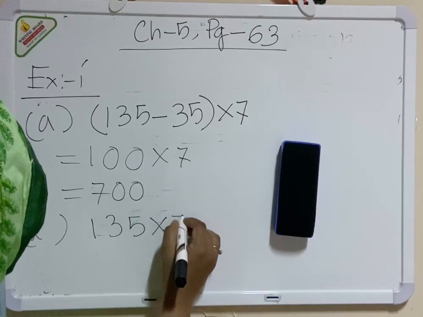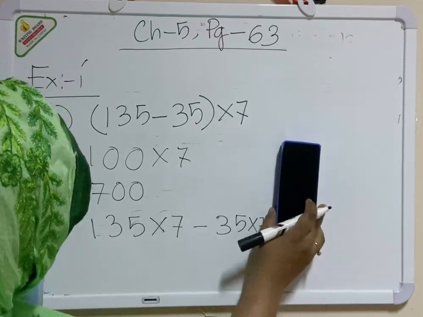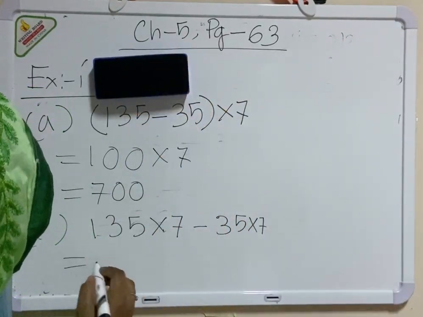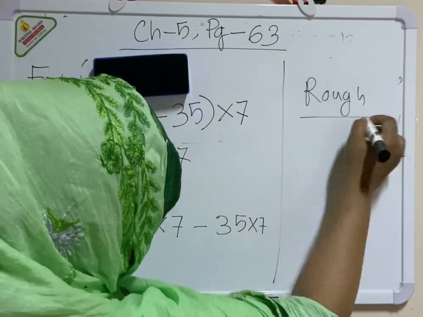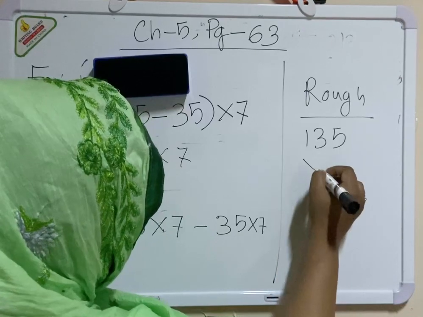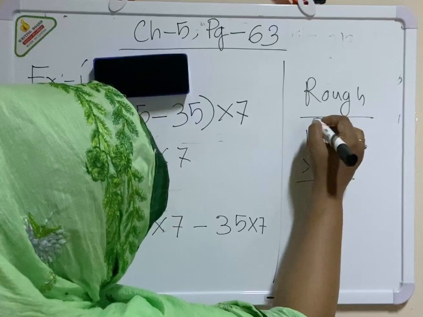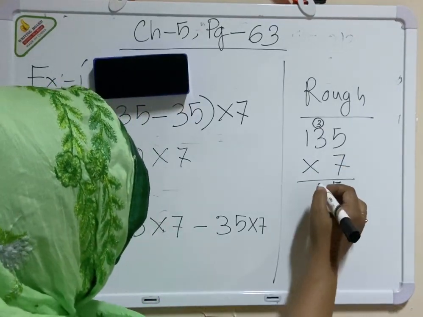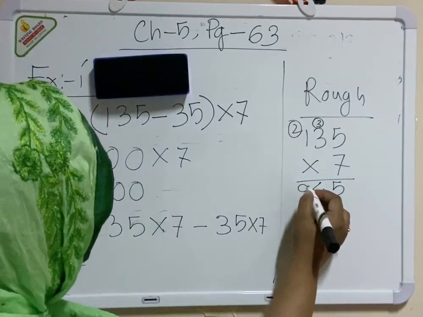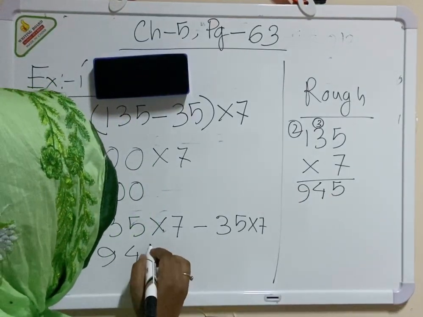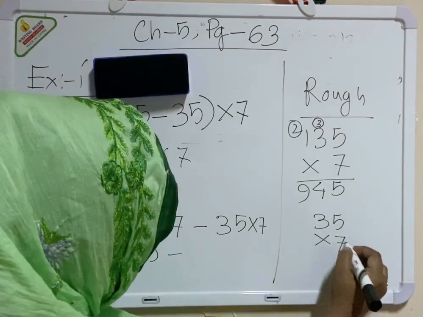Or otherwise, it is given as 135 into 7 minus 35 into 7. To solve this, you need to do rough work. 135 into 7: 7 5s are 35, 3 is going up. 7 3s are 21 plus 3, 24. 2 is going to the next number. 7 1s are 7 plus 2, 9. That is 945.